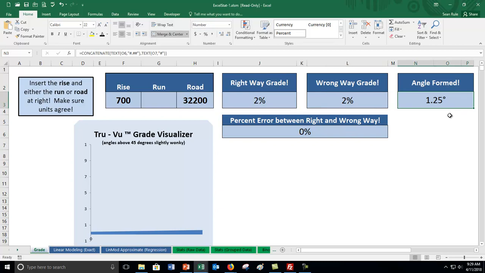Okay, here's the angle formed if you needed it. Remember how I told you I'd give you tools that are more precise? Well, here's one for you. You've got one that's more precise right here. And then I put this one, percent error between the right and the wrong way. Now there is some error. I mean, there it is right there. It's a tiny bit of error though. There's not much difference. There's not much error in doing the right versus the wrong way. The wrong way is always going to be easier.